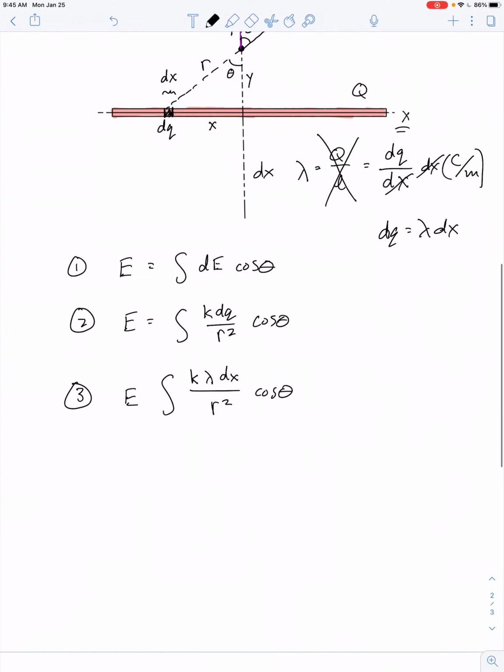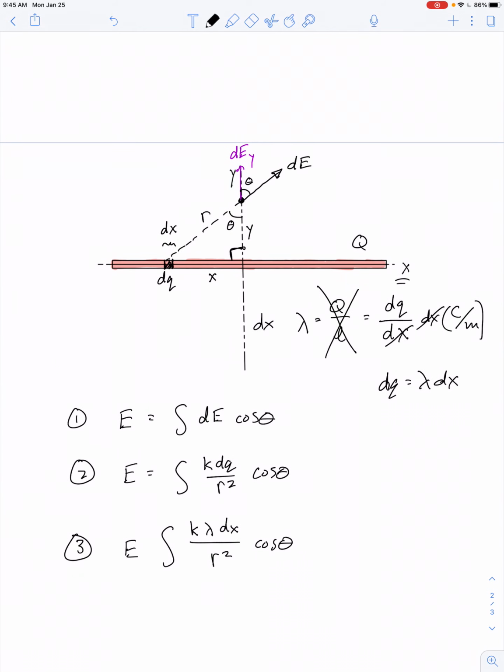Okay. So let's just look at this right triangle and state all of our trig functions here. If I took the cosine of that angle, the adjacent over hypotenuse would be y over r. We take the sine of that angle, that's going to give us opposite over hypotenuse, so x over r. Tangent of that angle is going to give us x over y, opposite over adjacent. So we can say x is equal to y tangent theta.